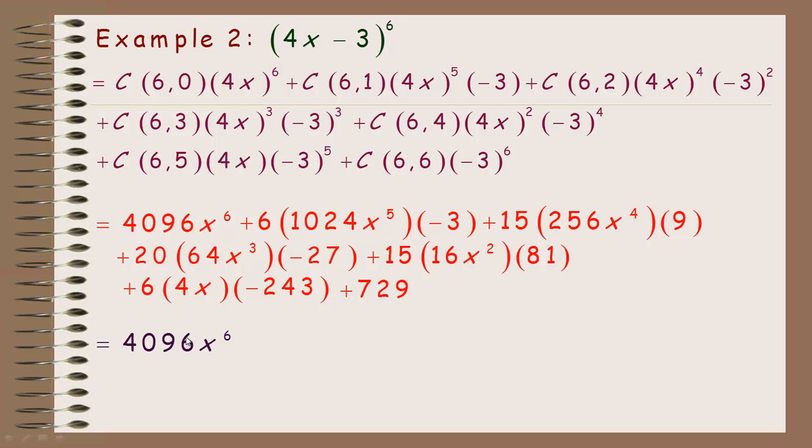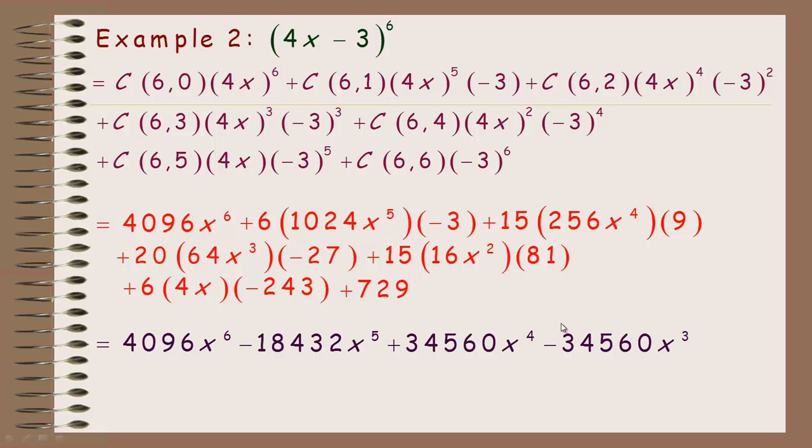So we have 4,096 x to the 6. 6 times 1,024 times negative 3 is negative 18,432 x to the 5th. 15 times 256 times 9 is 34,560, and then x to the 4th. 20 times 64 times negative 27 is this coefficient, x cubed. 15 times 16 times 81 is 19,440, and then x squared. 6 times 4 times negative 243 is negative 5,832, and then it would be x, there's just an x there, and then plus the 729 in the end. So that's what that expansion would be if we expand out 6 of these 4x minus 3's multiplied.